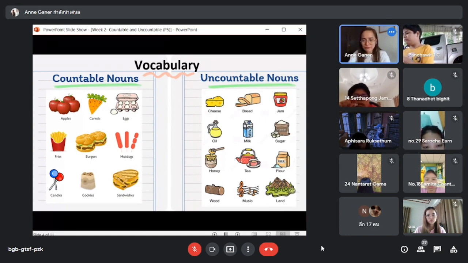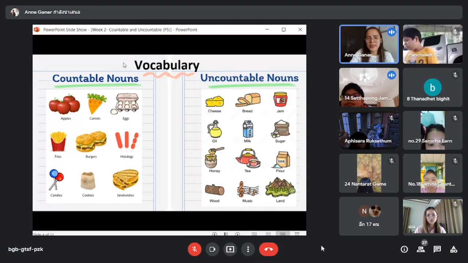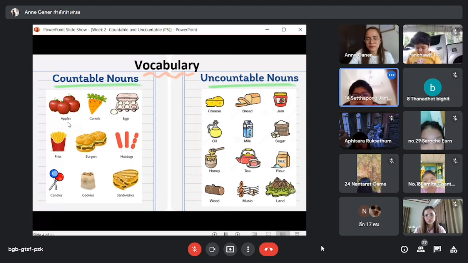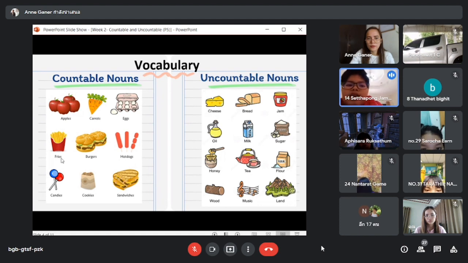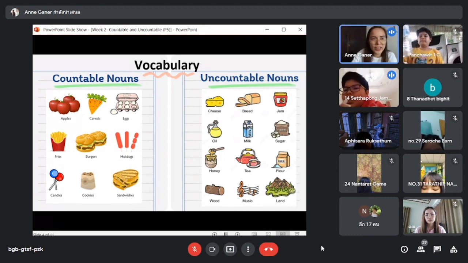Okay, I want to call just one student. Setapong, can you read all the examples for countable nouns? No, just say apples, go. Apples, carrots, eggs, french fries, burgers, hot dogs, candies, cookies, sandwiches.